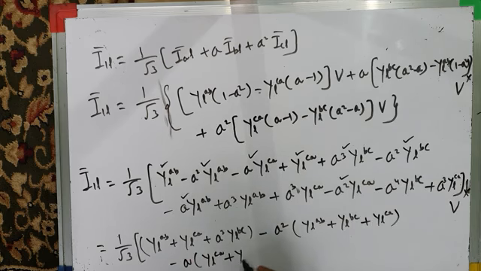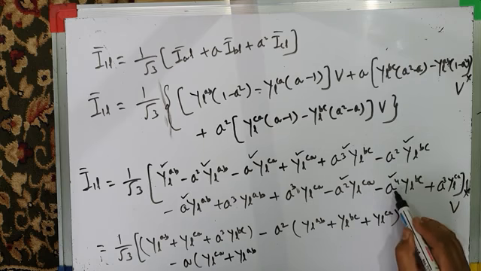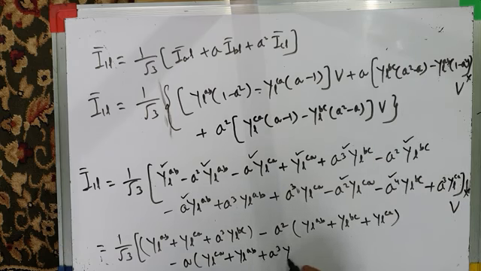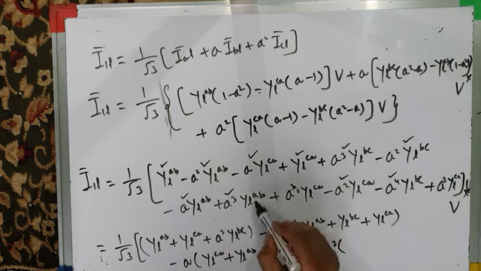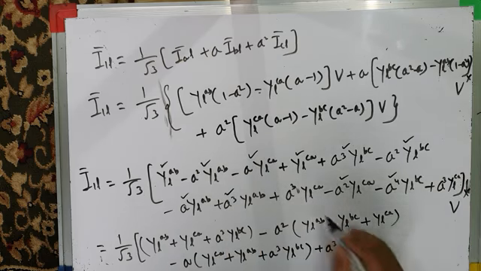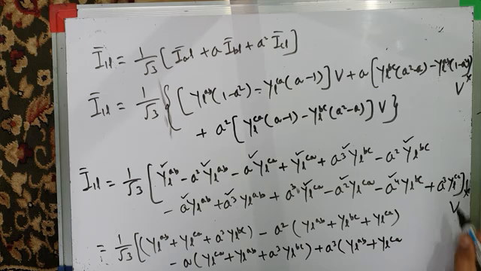Plus YLAB. From this also I took A common, so it will be plus A cube YLBC. Then from the A cube terms I will take A cube common. Where is A cube? This is YLAB, plus then YLCA, and plus YLCA. This should be, sorry, this is YLBC. This is not CA, this is YLBC. Whole multiplied by V.